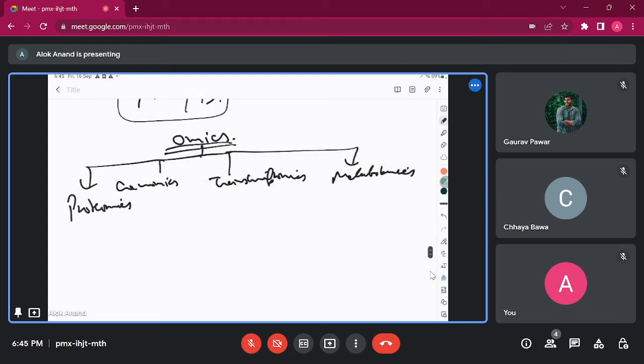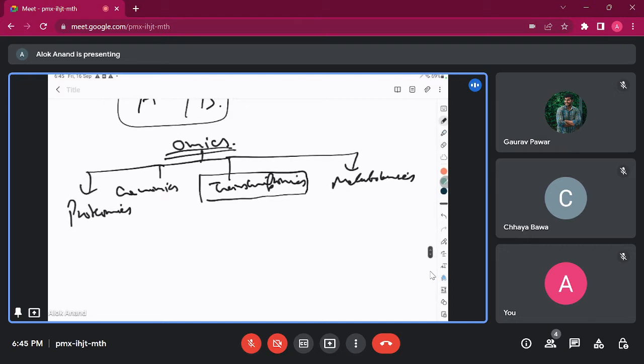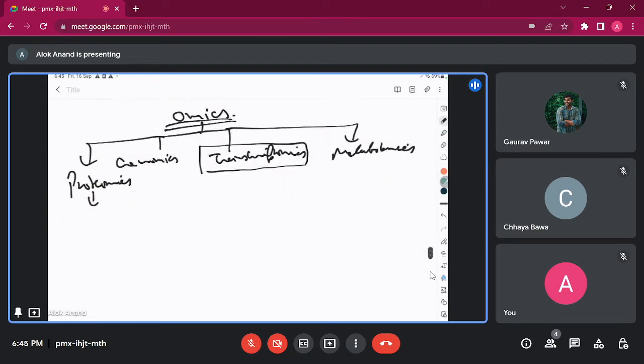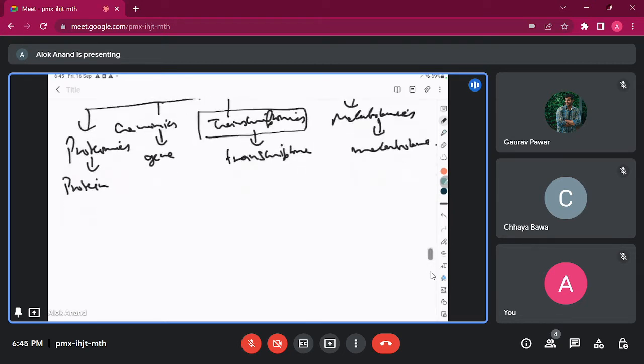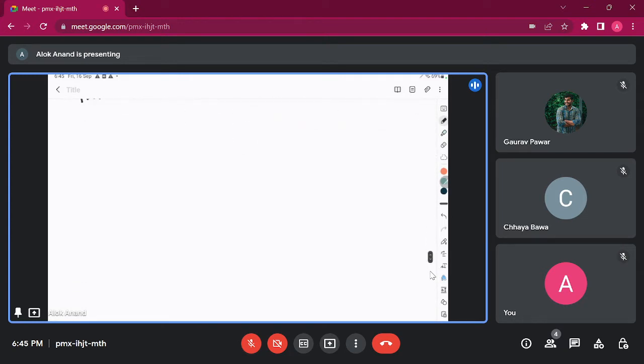Now, of these omics, we are currently studying transcriptomic analysis, because we are studying mRNA expression analysis. Proteomics is nothing but simply a study at the protein level. Genomics at the gene level. Transcriptomics, that is at the transcriptome level, that is mRNA, rRNA, tRNA level. Metabolomics at the metabolome level. Okay? Now, we have to study at the transcriptome level right now.